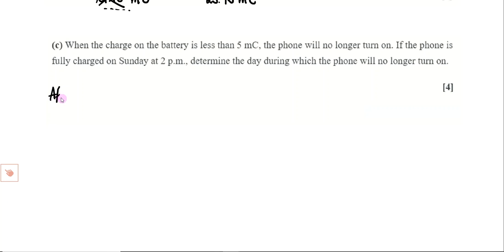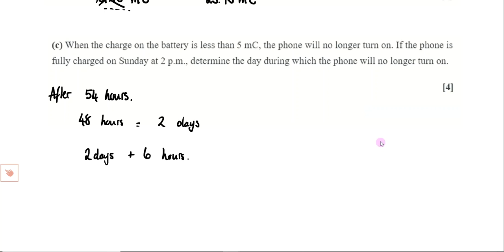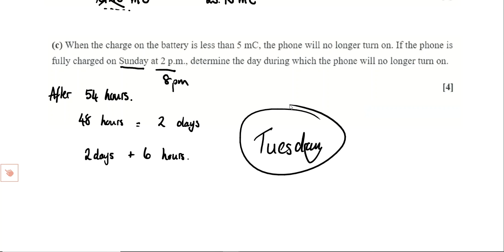I think that's easy enough, yeah? But what day is that? So we've got 48 hours is 2 days. So we've got 2 days plus 6 hours, yeah? So 2 days on from Sunday at 2 p.m, well, 6 hours would be 8 p.m, so we don't need to go another day, but it's worth checking. So actually, we just need 2 days on from Sunday, and the answer is Tuesday, because it asks which day. All right.